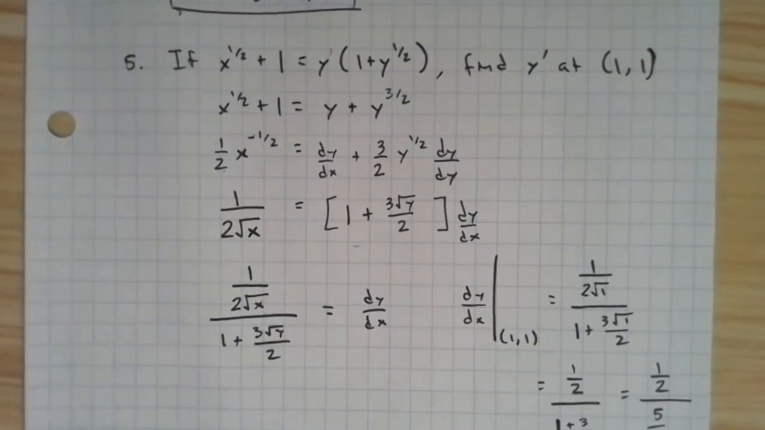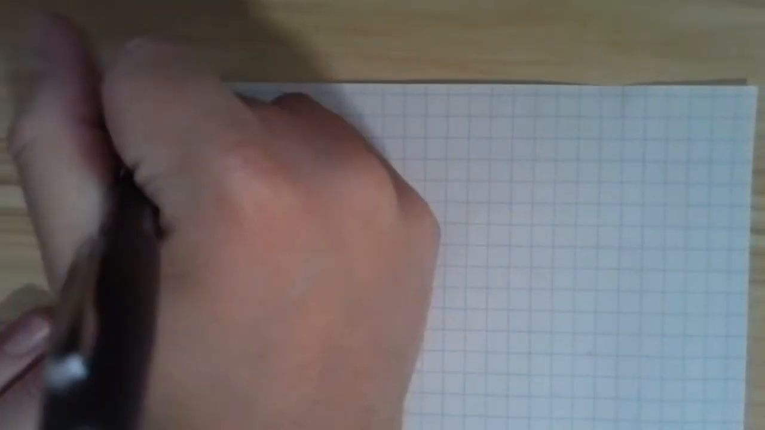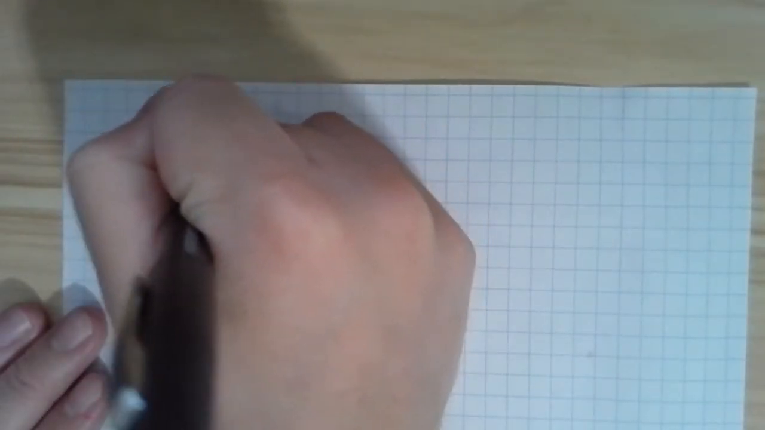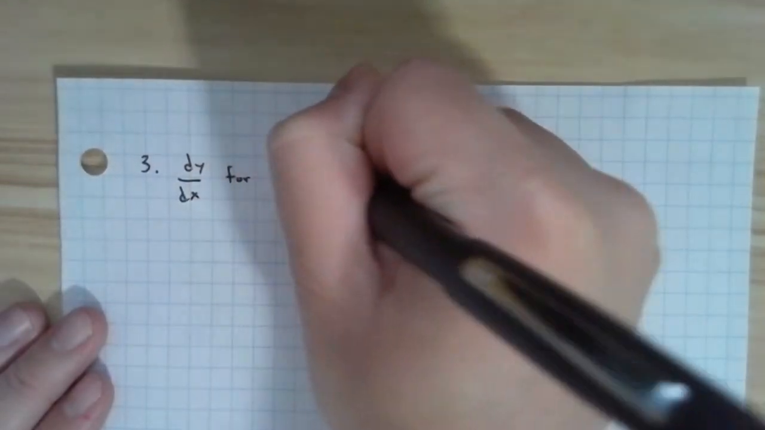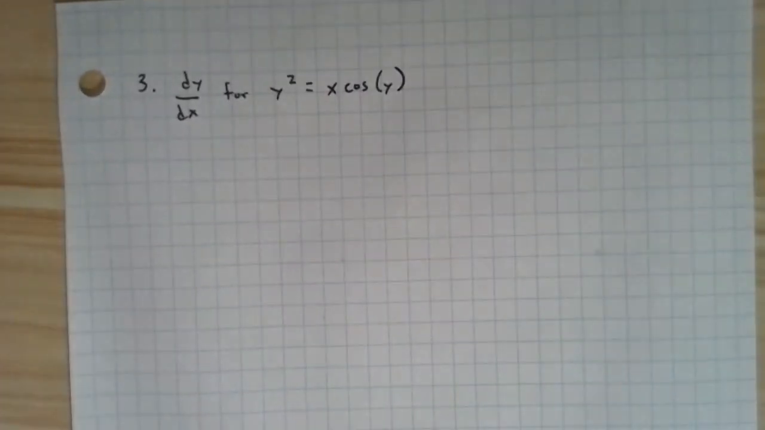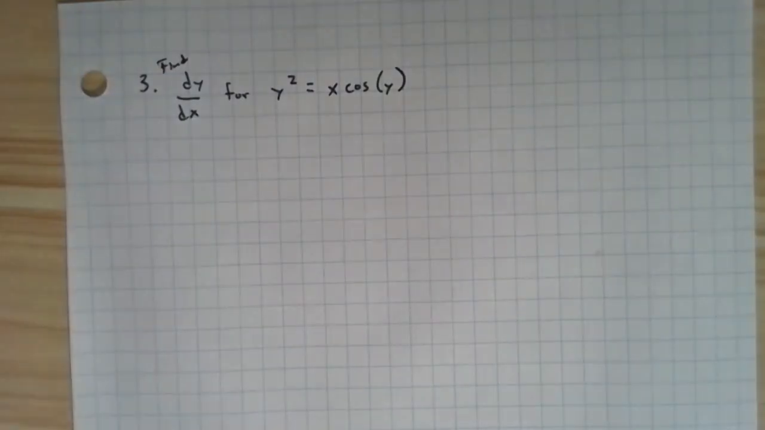Okay, next let's do another trig function, then we'll pivot to actually a free response style on implicit differentiation. I think by then, I hope that I've done a good job of having you guys understand this. So find dy dx for y squared is equal to x cosine y.